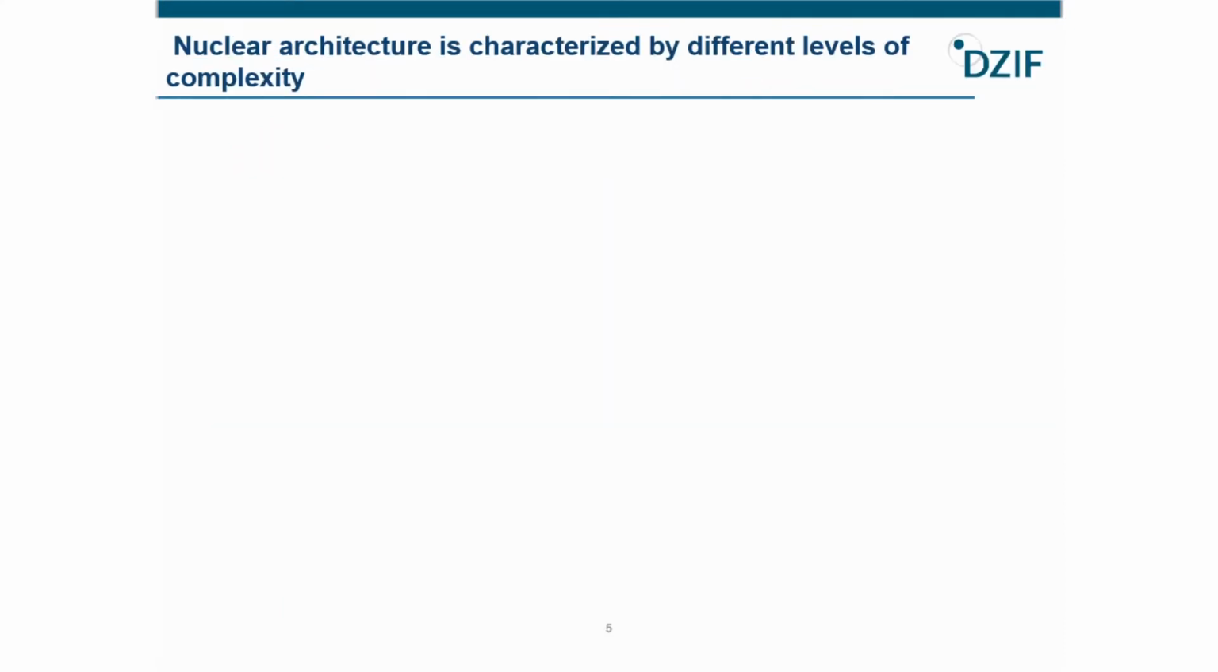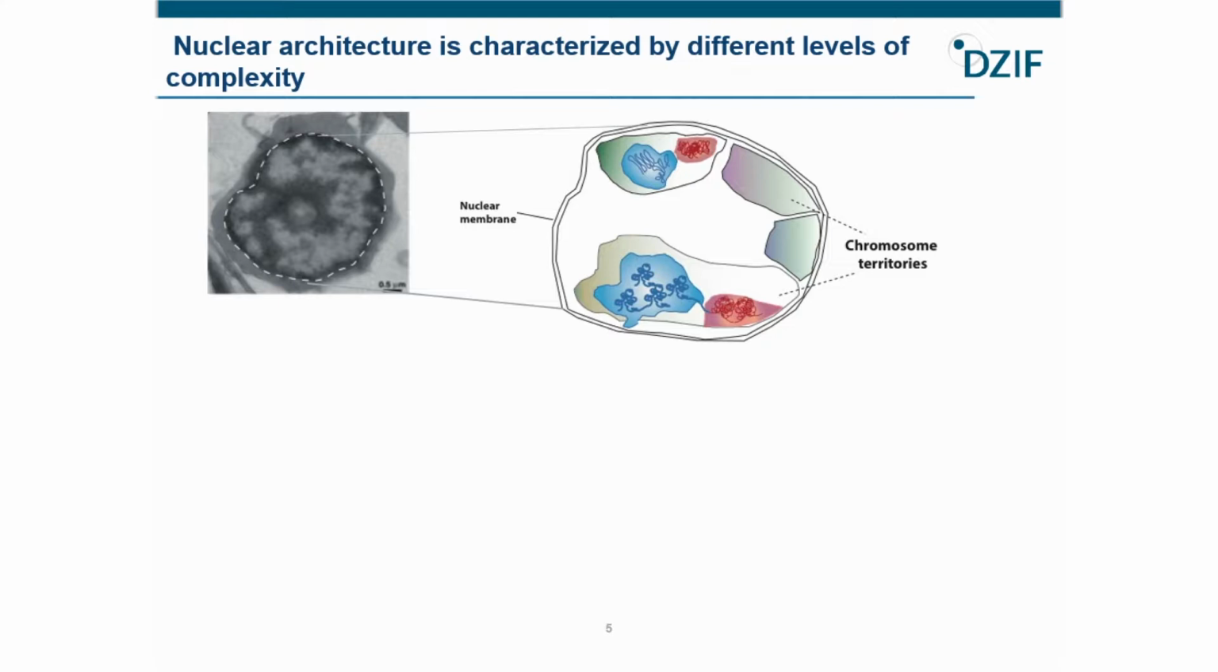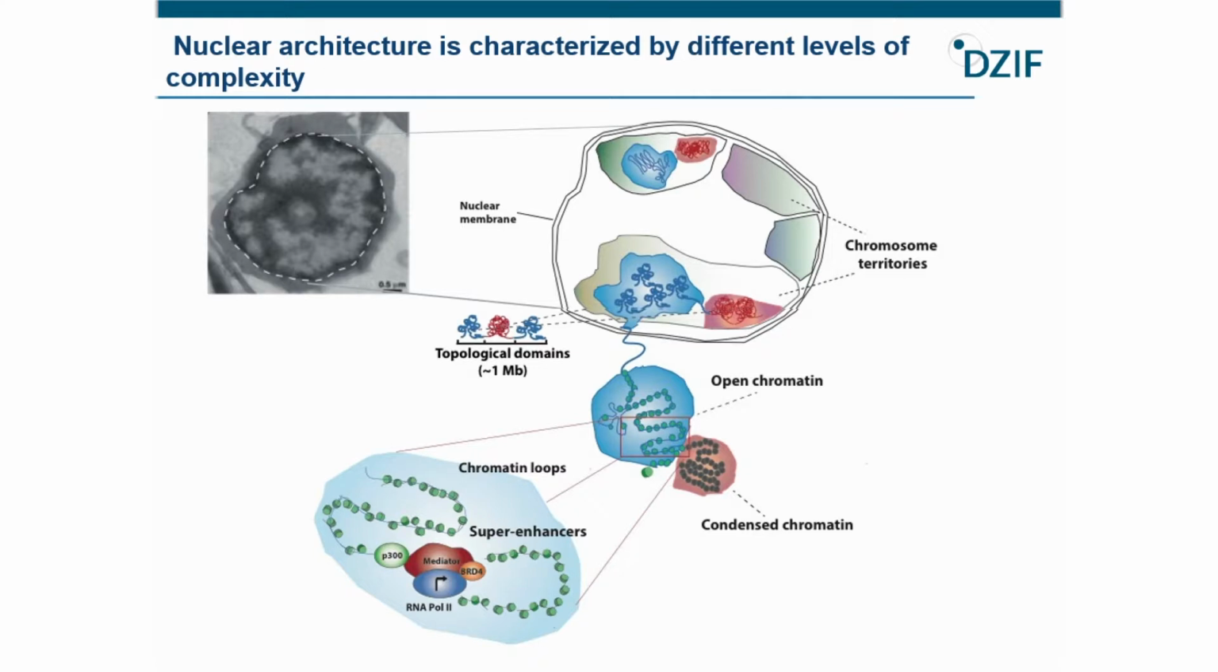As I said, most of my interest resides in the nucleus, and this is just an overview of how complex the mammalian nucleus is. There are different levels of organization. At the higher level, there are chromosomal territories, and within them, there are patches of open and repressed chromatin, which have been defined more recently by the development of chromosome conformation capture techniques.